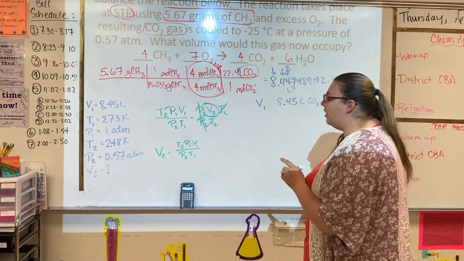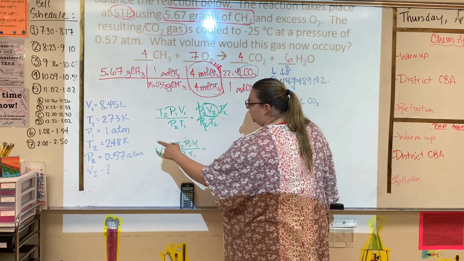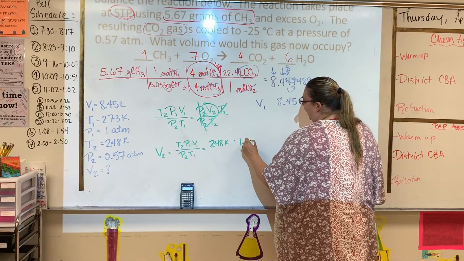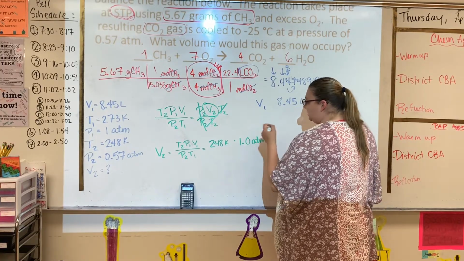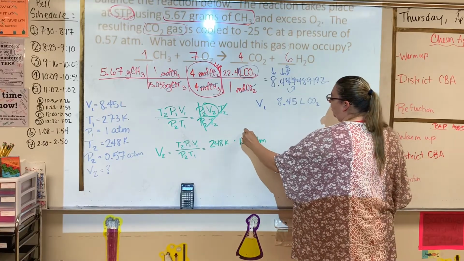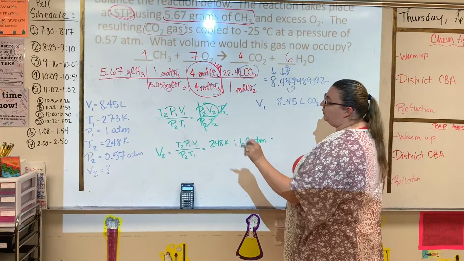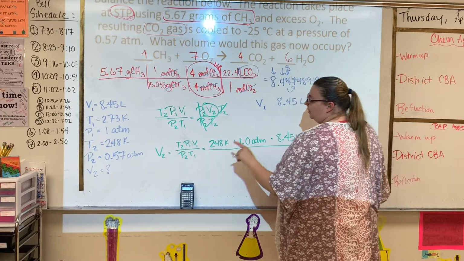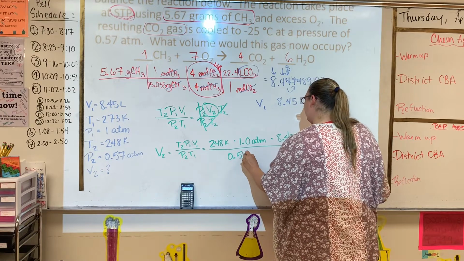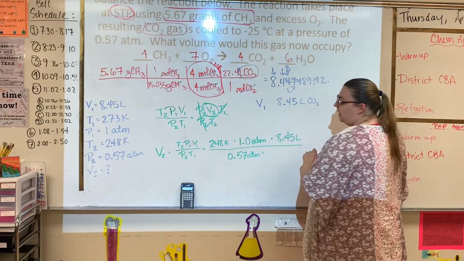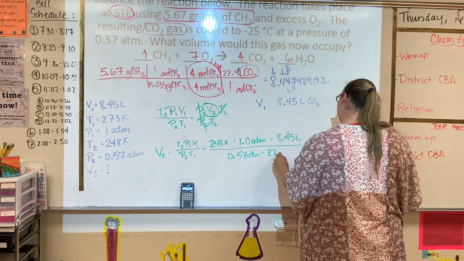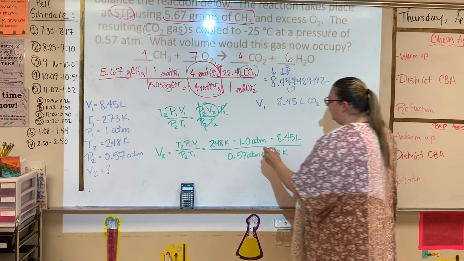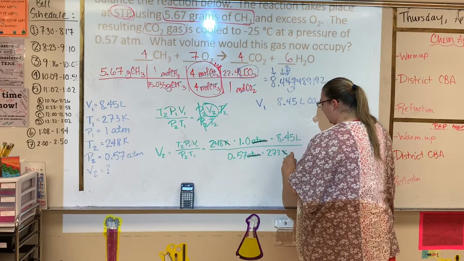Now we are able to substitute in all of our measurements. The measurement for T2 was 248 Kelvin. The measurement for P1 is 1 atmosphere. We're going to say it's infinitely significant because it's exactly 1, so we're not going to worry about this one for sig figs. The volume, V1, we calculated was 8.45 liters. P2 was measured at 0.57 atmospheres. And then our T1 was 273 Kelvin. All right. Canceling units, atmospheres cancels with atmospheres, Kelvin with Kelvin, leaving us with liters.